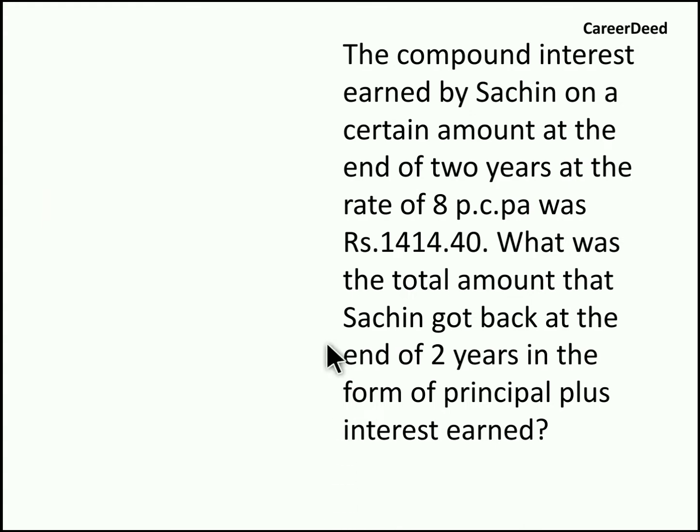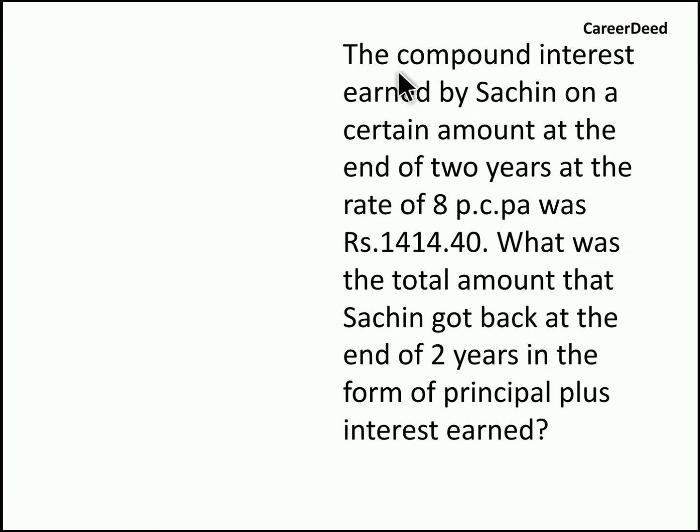The compound interest earned by Sachin on a certain amount at the end of 2 years at the rate of interest 8% per annum was 1414.40. What was the total amount that Sachin got back at the end of 2 years in the form of principal plus interest earned? The concept is very simple. See, whenever we are looking at decimal values, we used to think the problem is difficult. So if you are getting a decimal value, just try to convert it to fractions. I'll just multiply that by 100. You will easily get the answer.